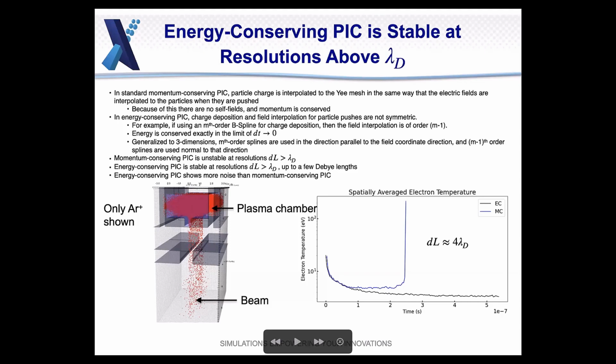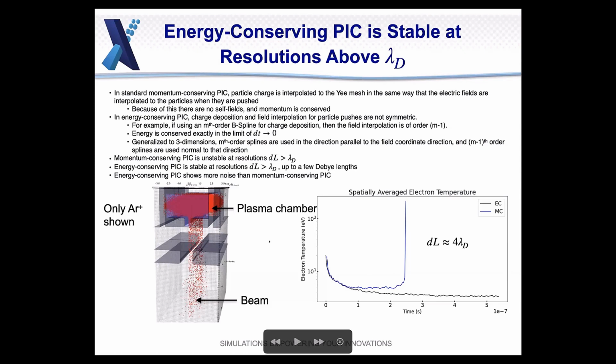So here's a quick example of that. This is a Penning source. The plasma chamber is up at the top. The beam comes down, moves downwards. I'm just showing argon here, but there's also electrons in there. If you do momentum conserving PIC, and this is at about 4 times the Debye length of a resolution, you get grid heating pretty quick, and then it blows up. Whereas for energy conserving PIC, it's stable and it reaches a steady state out here at maybe 8 to 10 microseconds or something like that.